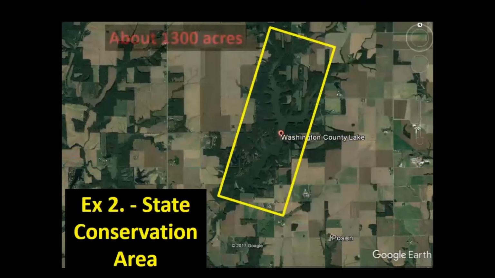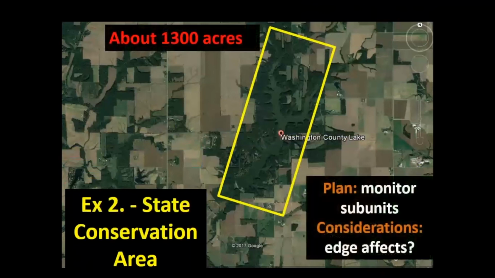Now, here's a very different kind of situation. This is a state conservation area or state recreation, actually a state recreation area. I think its name's been changed. It's Washington County Conservation Area. It's 1,300 acres. So how are we going to approach that?